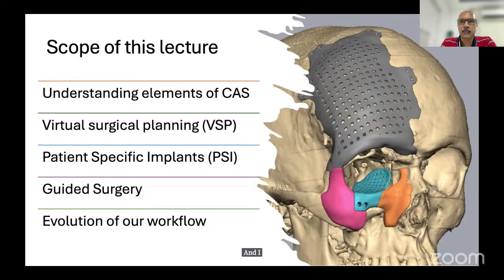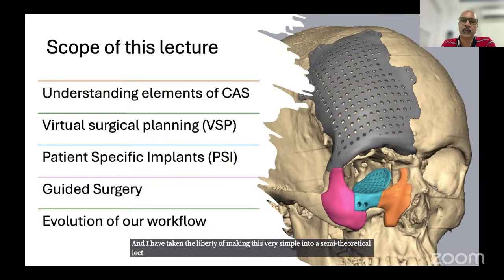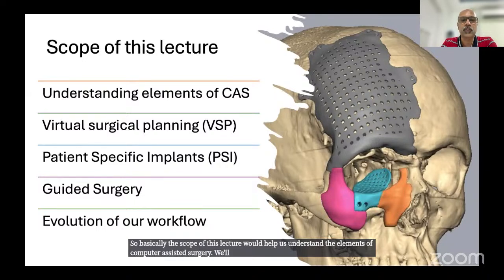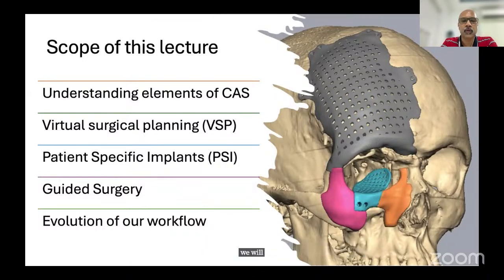And I've taken the liberty of making this very simple into a semi-theoretical lecture with practical examples so that we are able to get the concept clear. And I wish the other specialties are also able to imbibe this and take adequate help or be of help to us when we need services from the neurosurgical side. So basically, the scope of this lecture would help us understand the elements of computer-assisted surgery. We'll look into the process of virtual surgical planning. We will have a little insight into developing patient-specific implants. We'll have an insight into guided surgery for orbitofacial injuries and how we have evolved as a team.